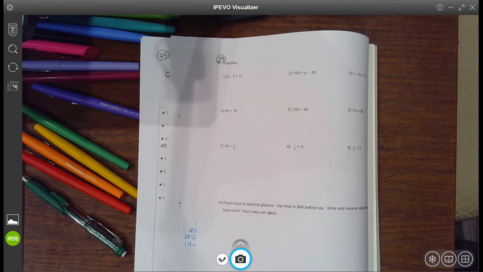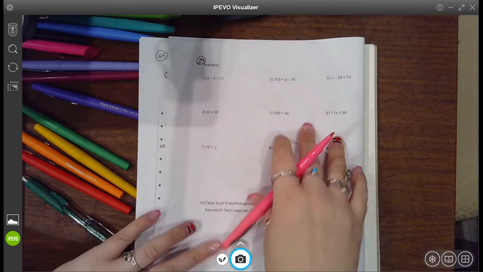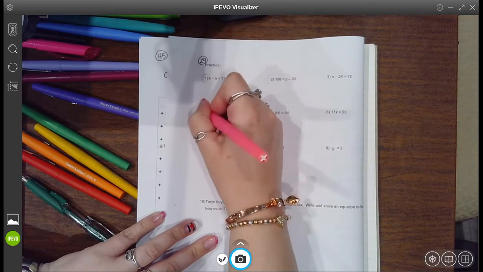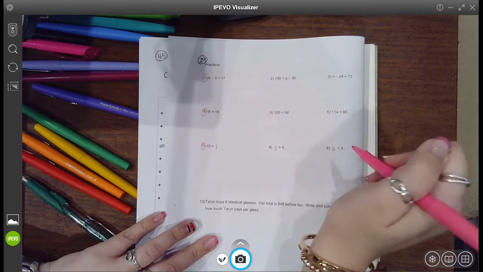What I want you to do for each of these is to practice showing the undoing step. I know that you can solve a lot of these in your head, but show the undoing step, check your work, and then graph your answer. So I'll do one of each of these types, okay? And then I want you to try the rest.